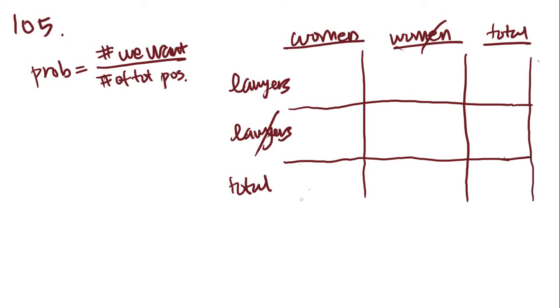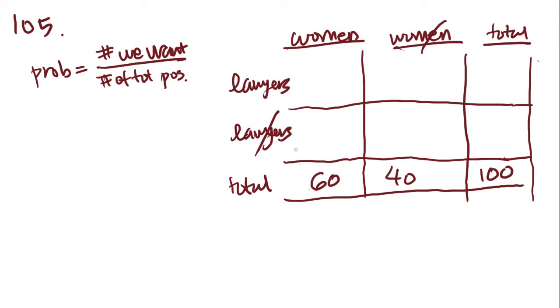Since they're giving us percentages, let's just set the total to 100, since 100% is going to be the maximum. They say that 60% of the members are women. So we know that the total number of women is going to be 60. That means the total number of people who are not women is going to be 40. I don't know if it'll be actually relevant to this question, but it's always good to fill in as many of these boxes as we can.